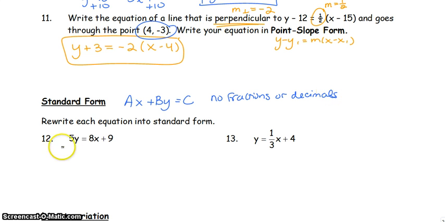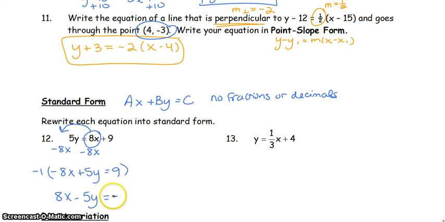When we look at our first one, we've got 5y is equal to 8x plus 9. Well, the very first thing that we should see in standard form is our x. So we're going to take that x and we're going to move it over in front. So to move it over, we subtract 8x from each side. And we've got -8x plus 5y is equal to 9. Now technically also your a term should not be negative, so we're going to distribute a -1 throughout everything, making our first term a positive 8x, -5y equals -9.